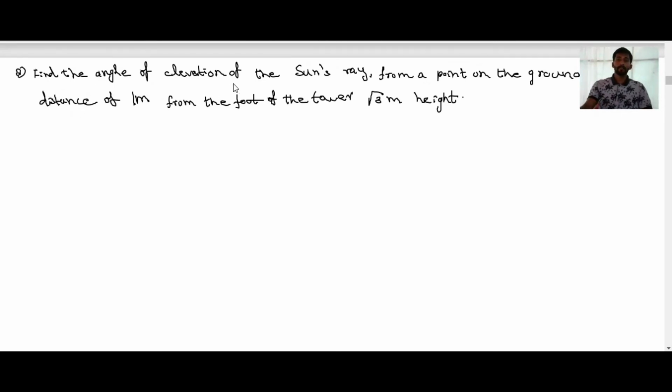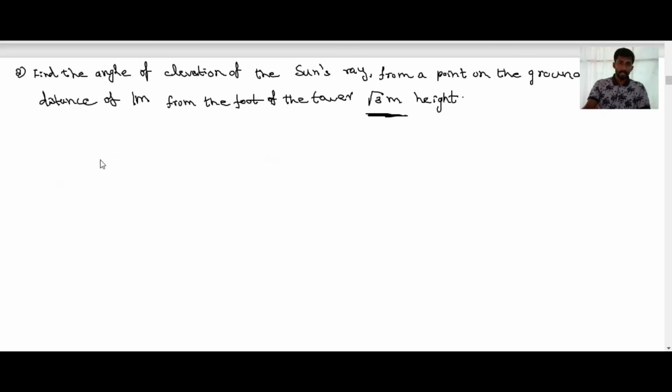Find the angle of elevation of the sun's ray from a point on the ground at a distance of 1 meter from the foot of the tower, root 3 meter height. See here, you need to find angle of elevation of sun's ray from a point on the ground. That means sun's ray meet one particular point on the ground. Okay, from that point you need to measure angle of elevation. Okay, that point is at a distance of 1 meter from the foot of the tower, where height of the tower is equal to root 3 meter.